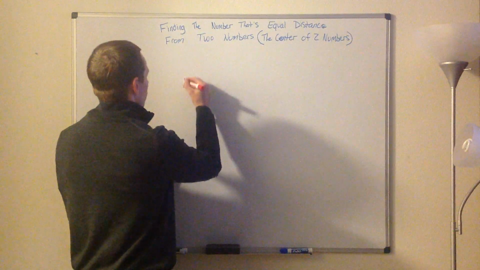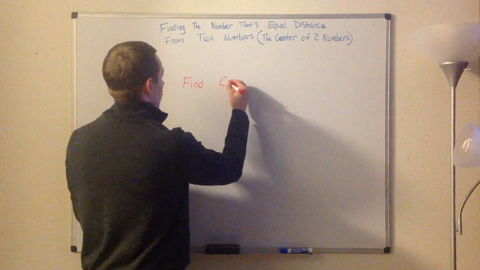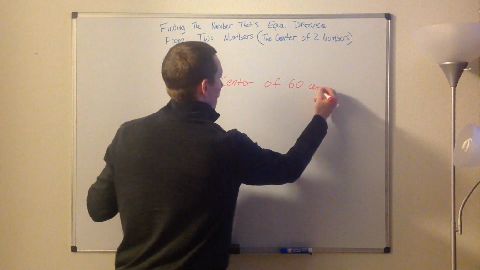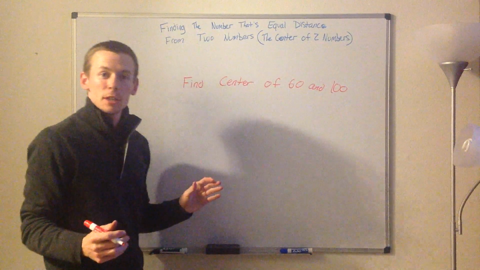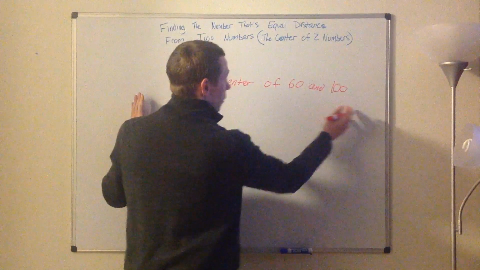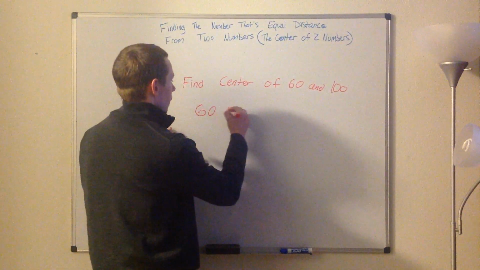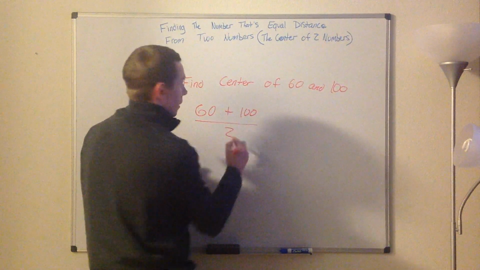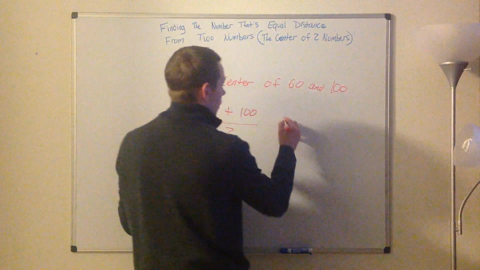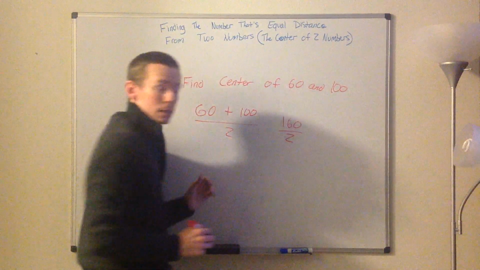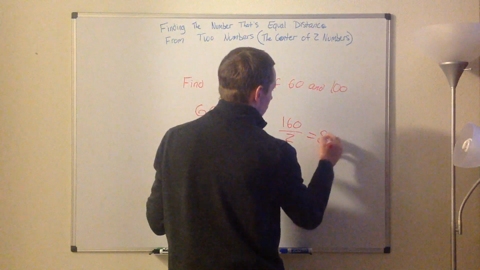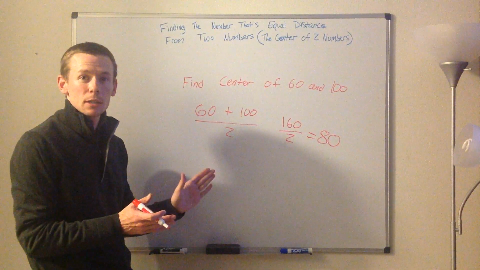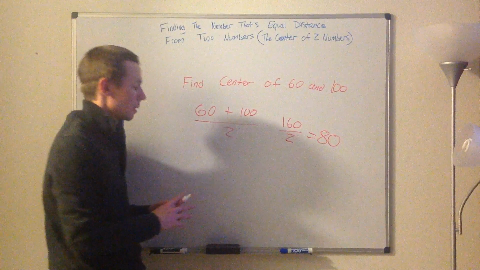So, let's find the center of 60 and 100. If 60 is over here and 100 is over here, what we can do is add them together, get a sum, and cut that in half. 60 plus 100 is 160, and 160 divided by 2 equals 80. Okay, so 80 is in the middle, is equal distance from 60 and 100. Okay, it's right in the middle.